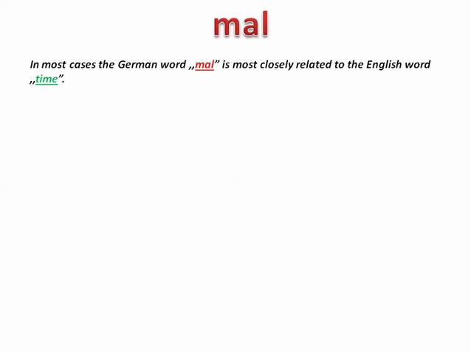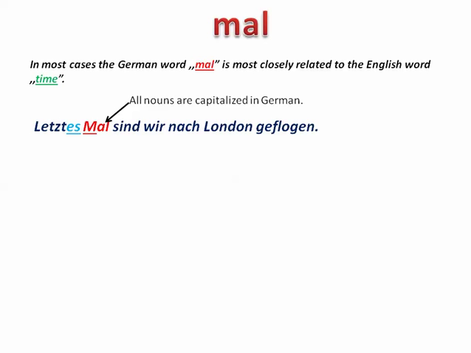Okay, so in most cases, the German word mal is related to the English word time. So you can have things like letztes Mal sind wir nach London geflogen. Before I go further, remember all nouns in German are capitalized, not only proper nouns but also common nouns. So this is something I'm constantly telling my students to remember when they are writing, because in English we only capitalize proper nouns.